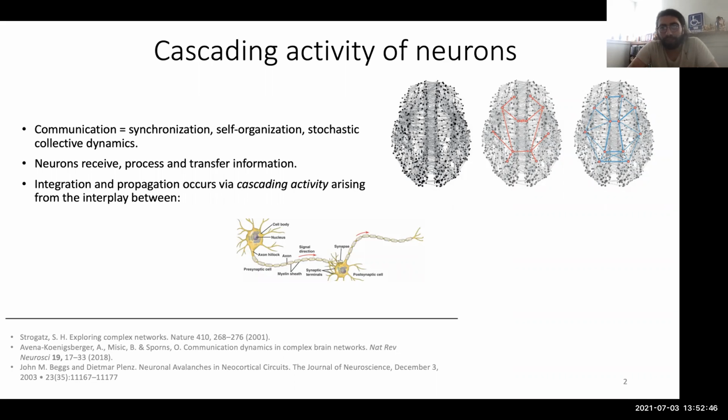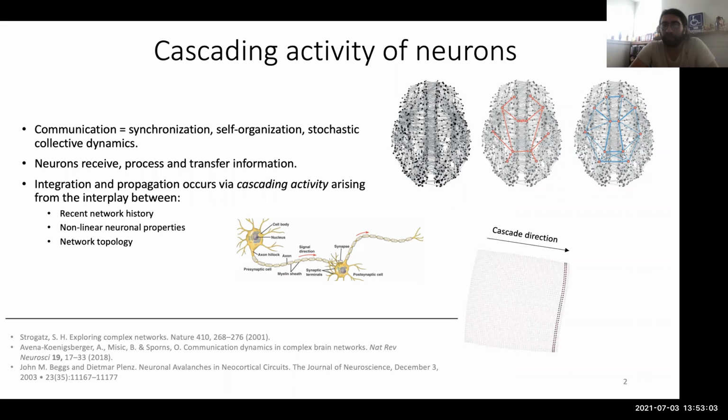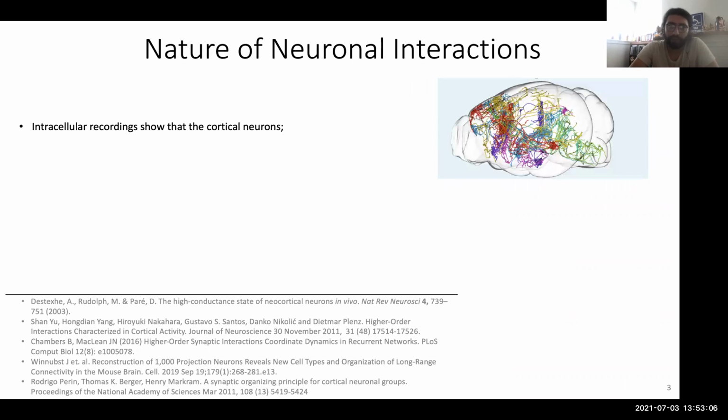Integration and propagation of this information occurs via cascading activity of the neurons arising from the interplay between a few factors such as recent network history, some intrinsic nonlinear neuronal properties, and network topology. Intracellular recordings show that cortical neurons are subjected to an intense synaptic bombardment, making them work in a high conductance state, meaning that they cannot be triggered by weak signals. There should be a whole bombardment of stimuli to trigger a neuron.